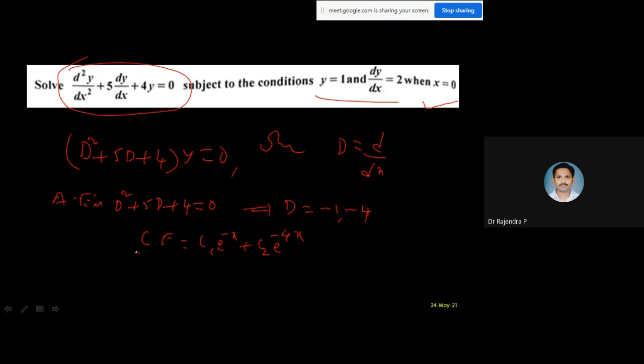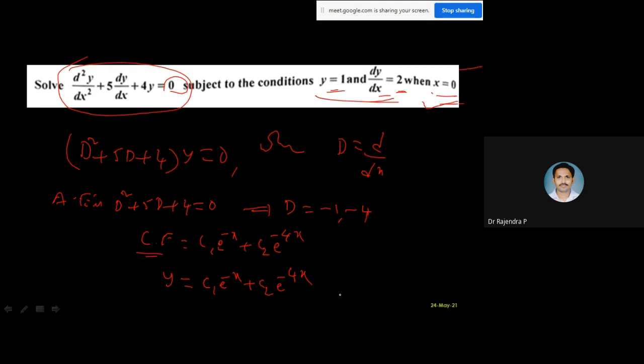This is your complementary function, and there is no x term on the right side, so the general solution for this problem is c1 e power minus x plus c2 e power minus 4x. We can stop the procedure here, but they want us to find more. They have given some conditions: y is equal to 1 and dy by dx is equal to 2 when x is equal to 0.